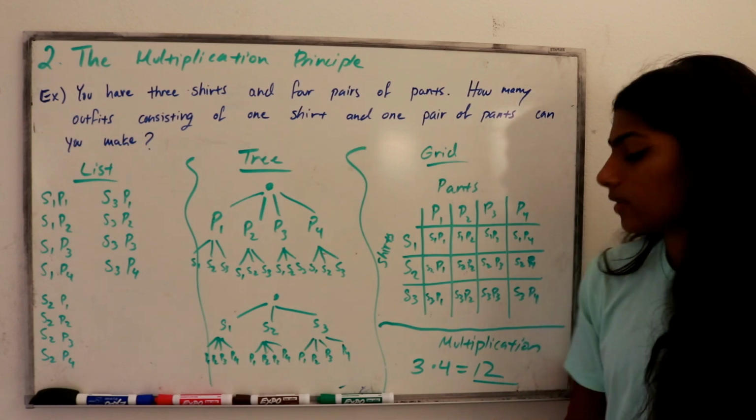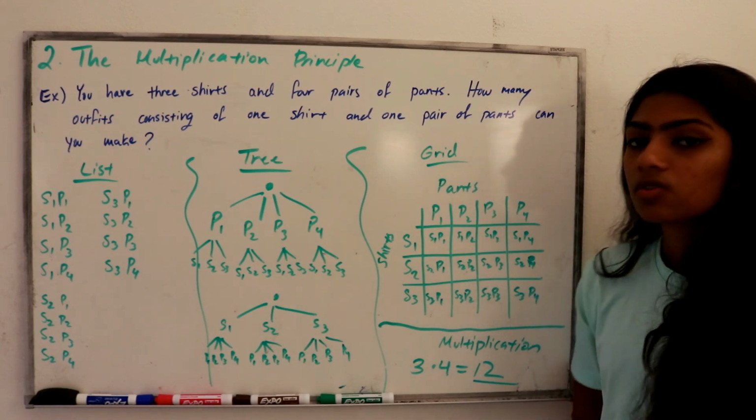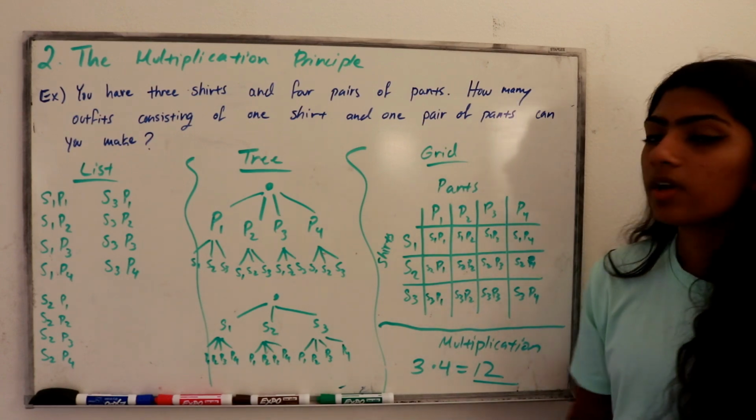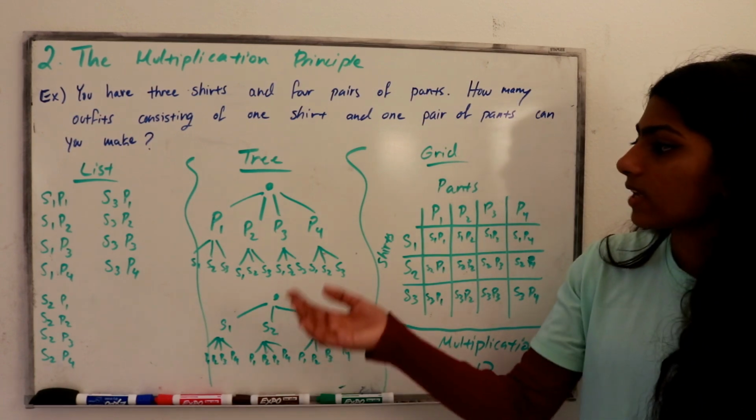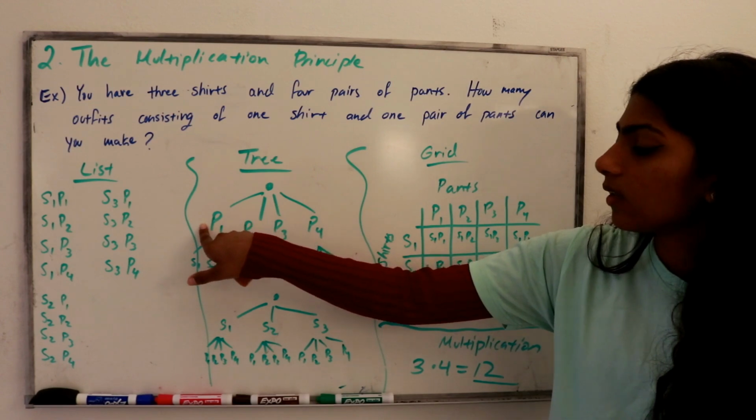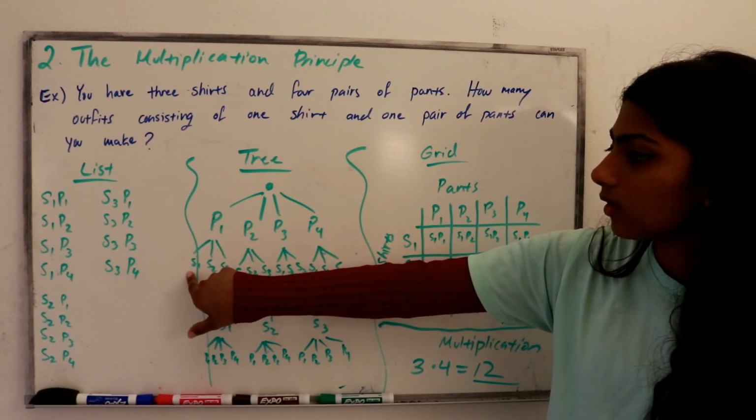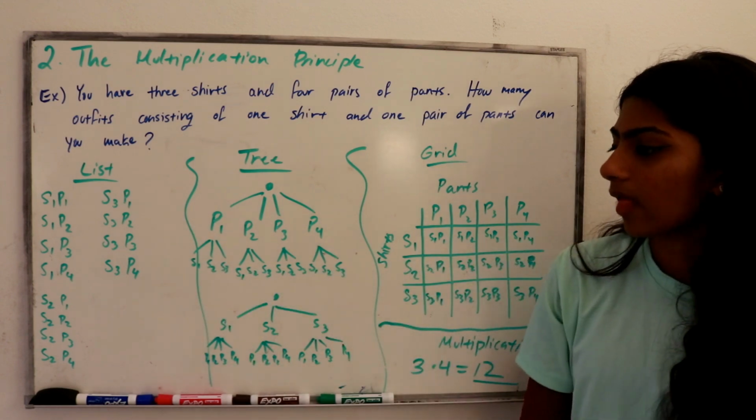Now one more way you can do this is with multiplication. The only way you can do this is by making sure the choices are independent. That means that one choice doesn't affect the other. That means that if you pick pant 1, that doesn't stop you from picking pant 2. I'm sorry.